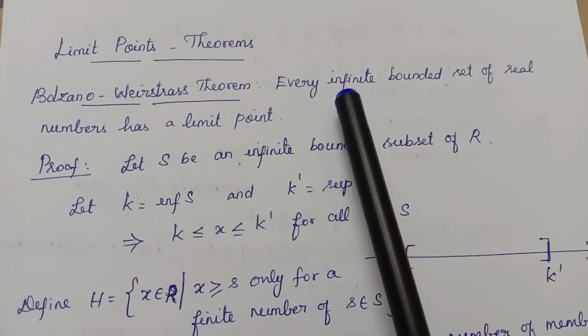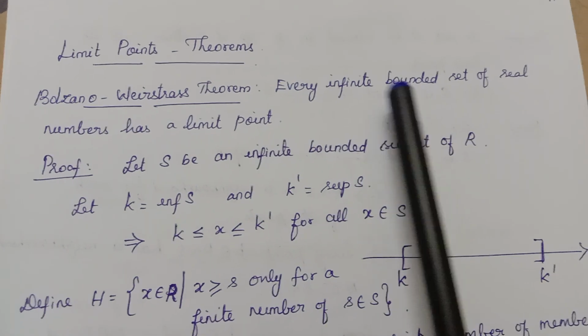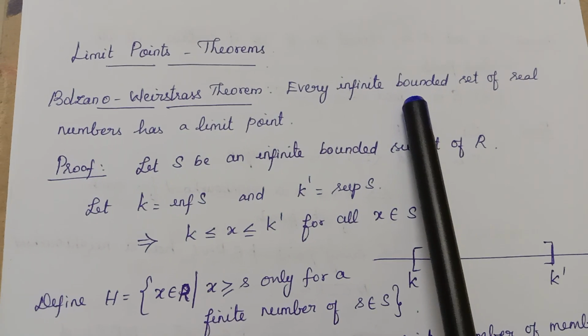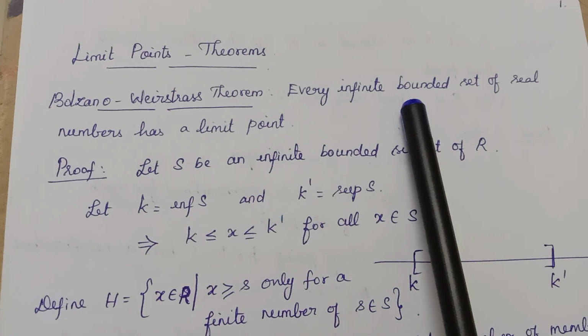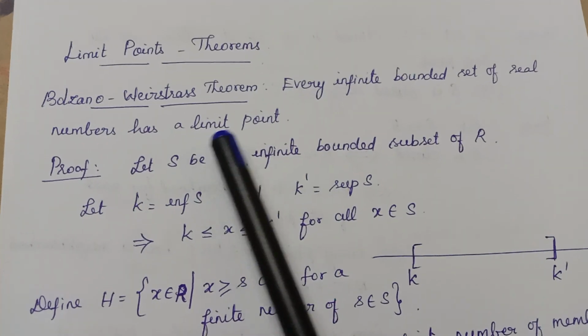Okay, so the set should be what? Infinite, and it should be bounded. If both these conditions are satisfied for any subset of real numbers, then that set will definitely have a limit point.